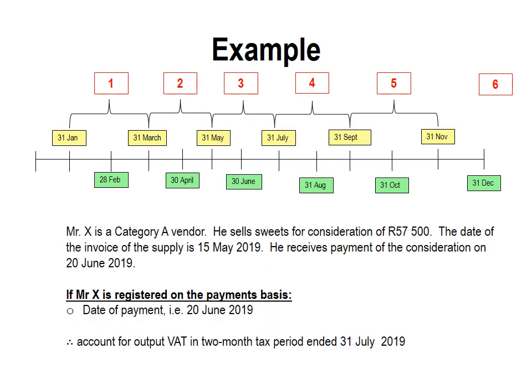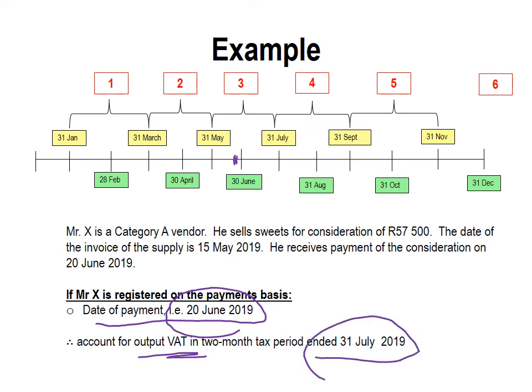Of course, if a vendor is registered on the payments basis, we don't look at the earlier of, except where for a single transaction our consideration exceeds 100,000 Rand. If they're registered on the payments basis, we only account for output VAT on the date of payment, and in this case it will be the 20th of July. In other words, for a vendor registered on the payments basis in this type of transaction, we will account for the output VAT in the 2-month period ended 31 July 2019 because we only look at the date of payment.